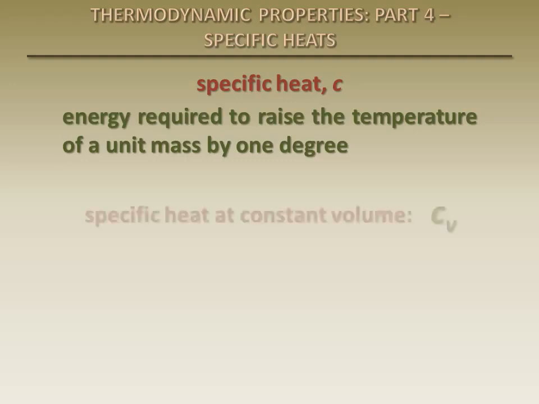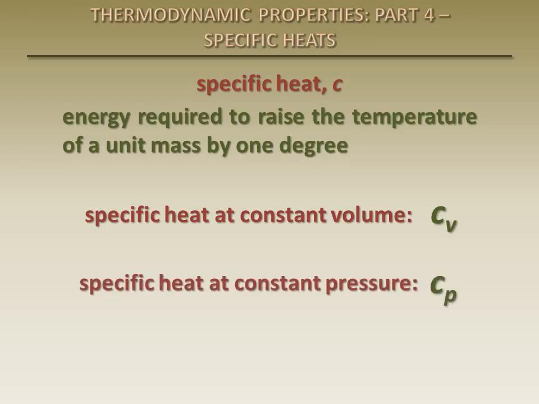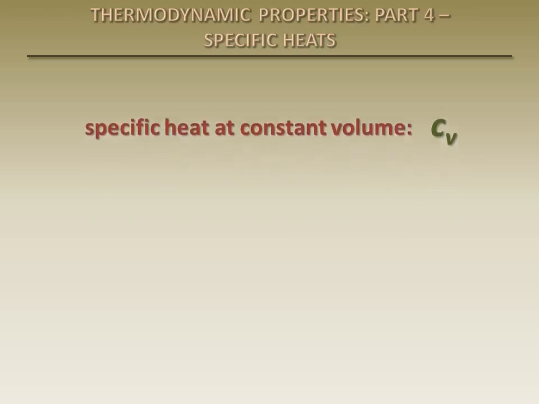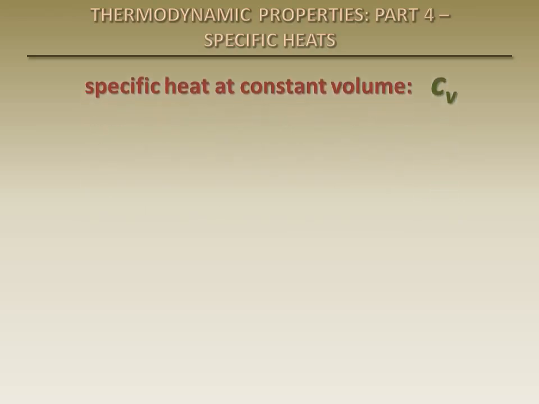Specific heat at constant volume, CV, is the energy required to raise the temperature of a unit mass of a substance by 1 degree as the volume is maintained constant. And specific heat at constant pressure, Cp, is the energy required to raise the temperature of a unit mass of a substance by 1 degree as the pressure is maintained constant. We will now derive expressions for these specific heats in terms of other thermodynamic properties. We will start with the specific heat at constant volume.